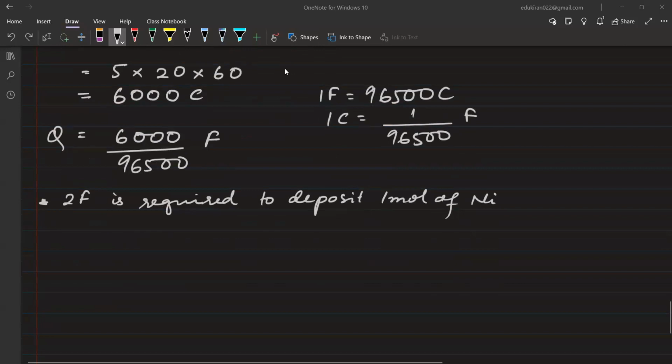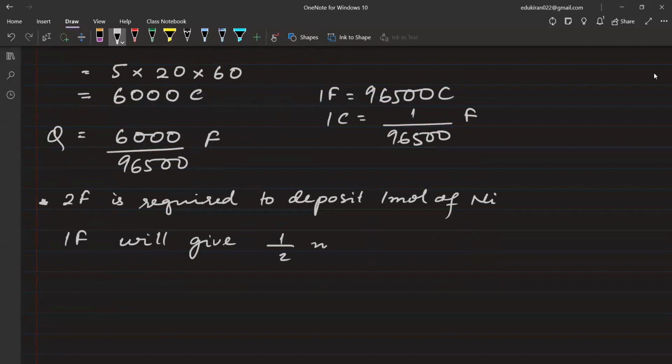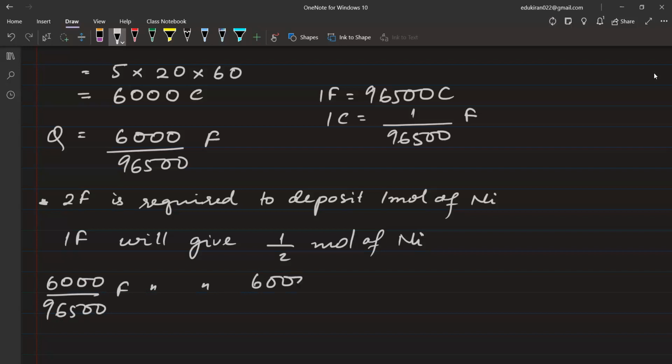2 Faraday is required to deposit 1 mole of nickel. That means I can say 1 Faraday will give half mole of nickel. In the same way, 6000 upon 96500 Faraday will give 6000 upon 96500 into half mole of nickel. Did everyone understand this?